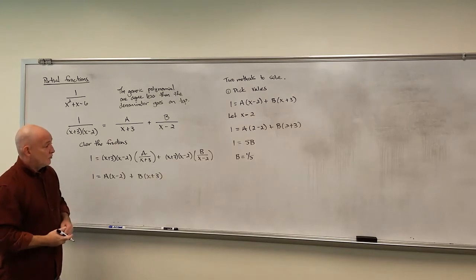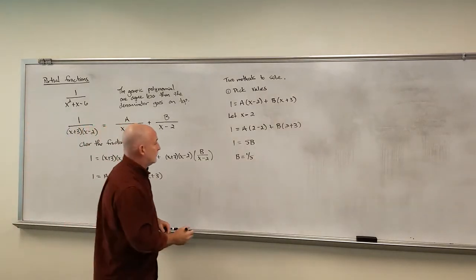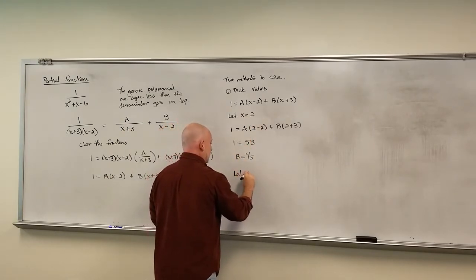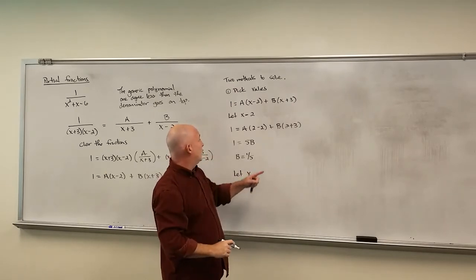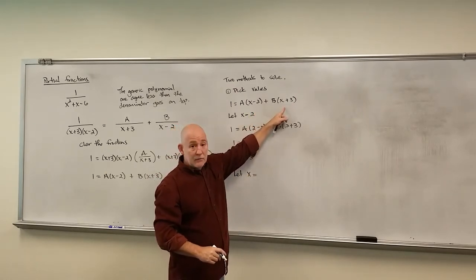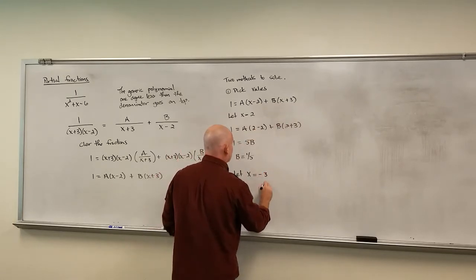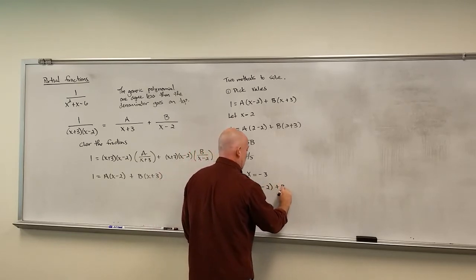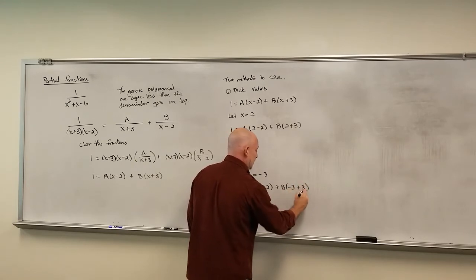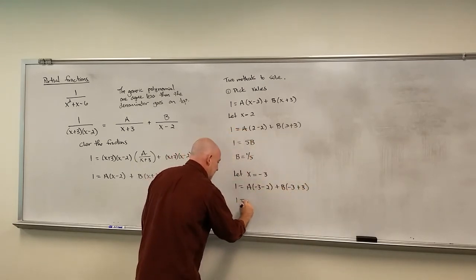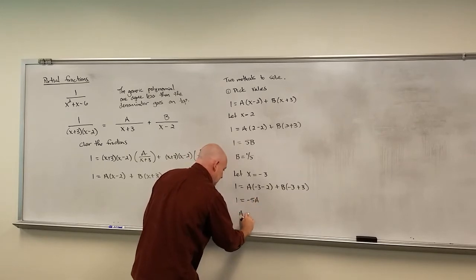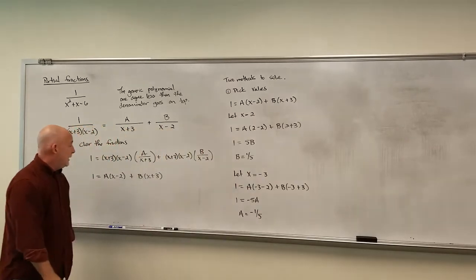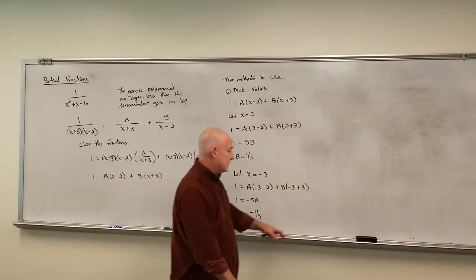Okay, so we have one of our values. We have what b is equal to. So can we figure out what a is equal to? Well, this time, let's let x equal, what would get rid of the b's and keep the a's? Well, that would be -3. So if we let x equal -3, we would get 1 = a(-3 - 2) + b(-3 + 3). Notice that'll get rid of our b's, and this is -5a. Again, skipping a step because I'm at the bottom, we get a = -1/5. Okay, so we actually have all the values that we need.